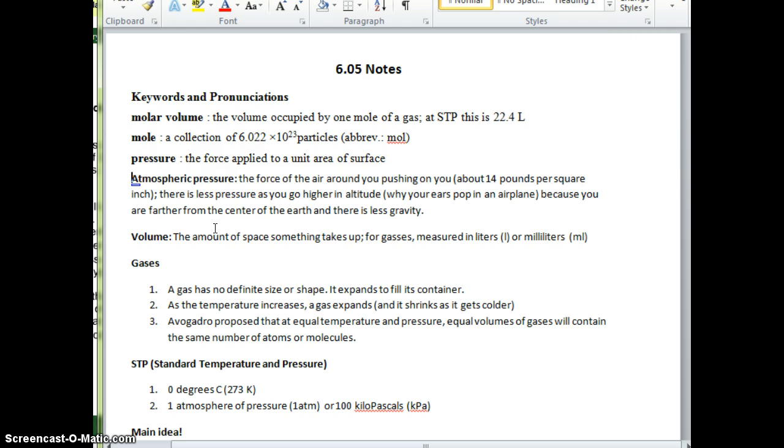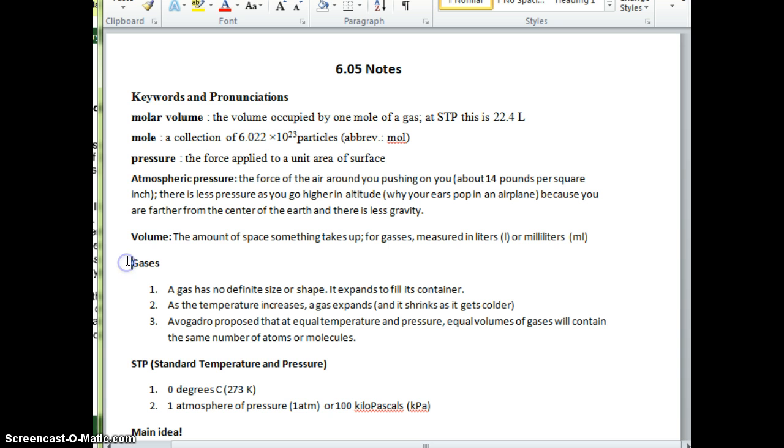There is less pressure as you go higher in altitude, which is why your ears pop in an airplane. Why? Because you're farther from the center of the earth and there's less gravity. No, you don't need to know this last bit, but I think it is kind of important to know overall just because you're like, oh, that's why. Volume, the amount of space something takes up. For gases, it's measured in liters or milliliters.